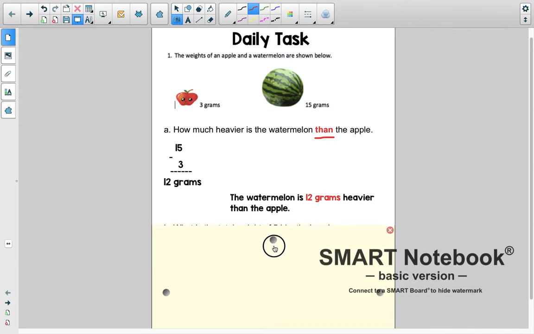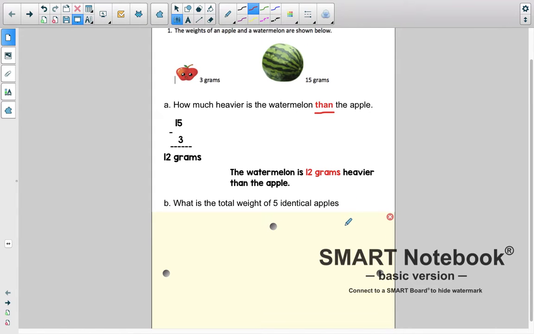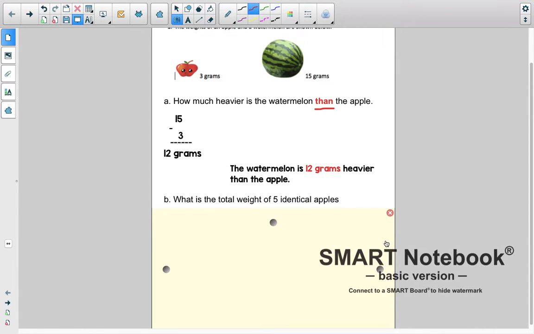All right, let's go to question B. And I apologize for this smart notebook over here. It usually goes away when I plug it in to my smart board. But I don't have my smart board, so let's move on.